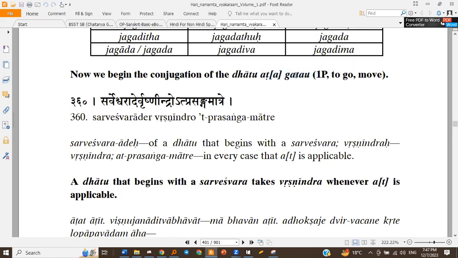Like in Gopi Gita in the Bhagavatam, the gopis say to Krishna, "Atati yad bhavan ahne kananam," that, oh Lord, in the daytime you go to the forests of Vrindavan. Bhavan means you, ahni in the daytime, kananam means forest, groves, and atati means you move in the forests of Vrindavana. That atati comes from this root, Atagatau.